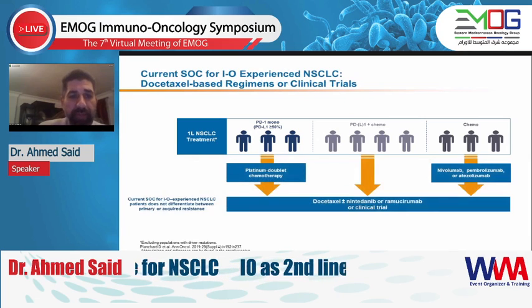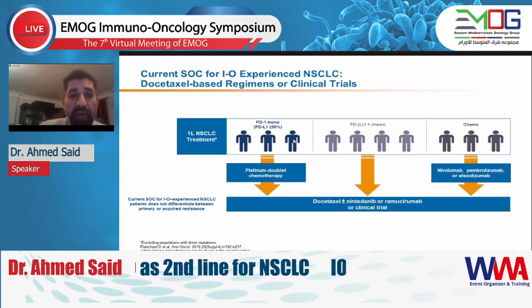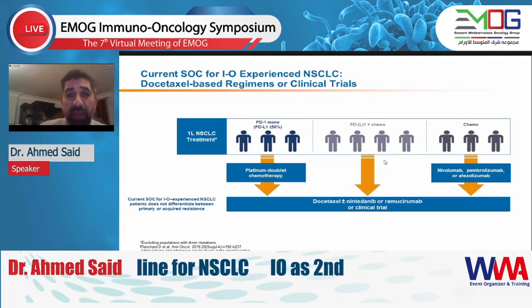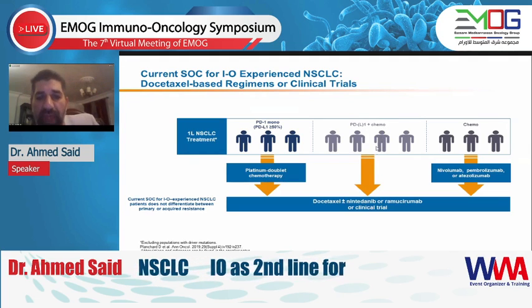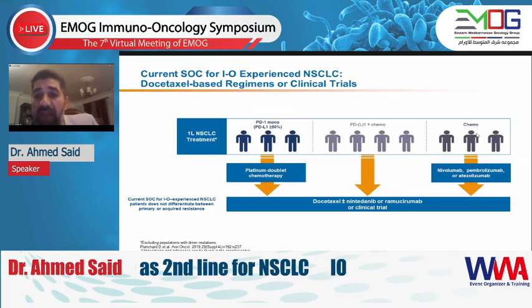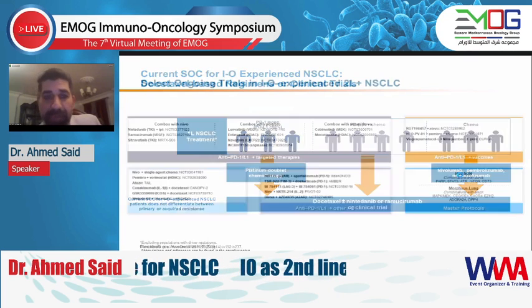So for first-line treatment, the patient may have monotherapy IO, or IO with chemo, or chemo. For those receiving mono, the approved approach is platinum doublet. Also for those receiving combo, we can give docetaxel, nintedanib, or a combination with ramucirumab, or a clinical trial. But if they received only chemo, we can proceed to an IO regimen as we explained here.